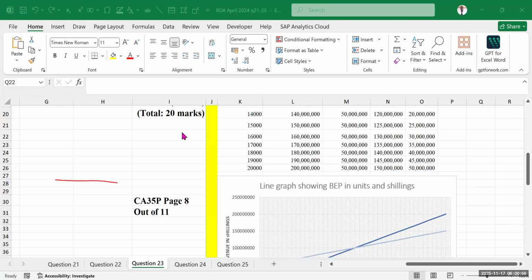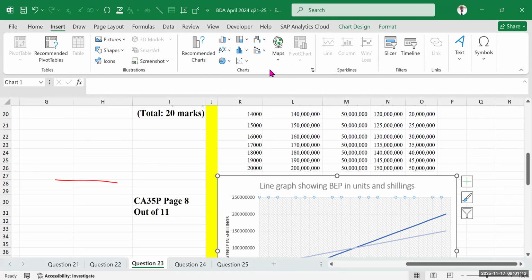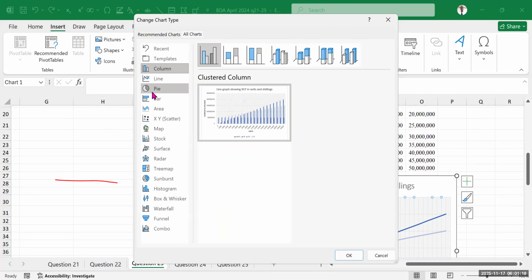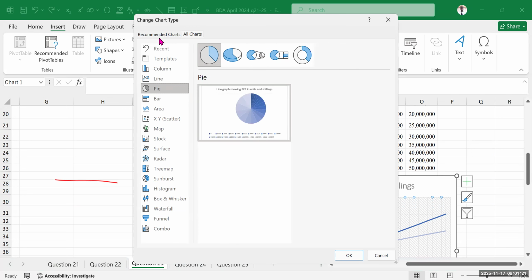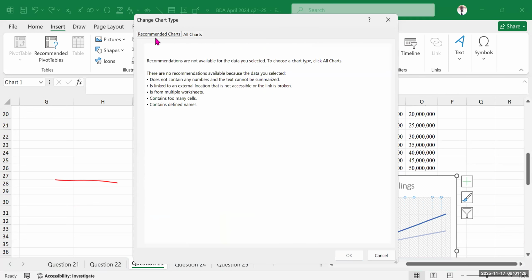Okay, somebody's saying, why is it that my Excel recommended charts does not work? But you don't have to have the recommended charts. In fact, I've not used recommended charts. I've gone to all charts. You don't have to go to recommended. Just go to all charts and then you choose which type of chart you feel. Recommended is simply trying to make your work easy by giving you options. And you can even see what they're now telling me, that recommendations are not available for the data you selected.